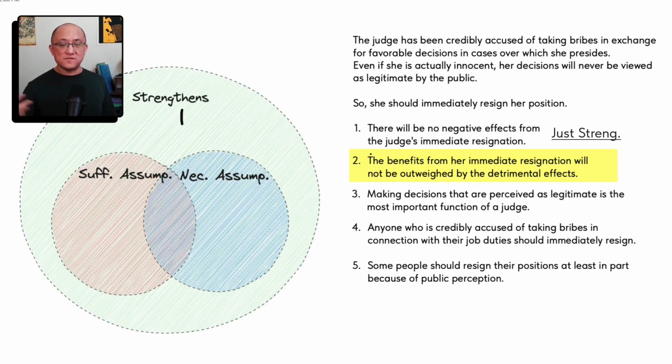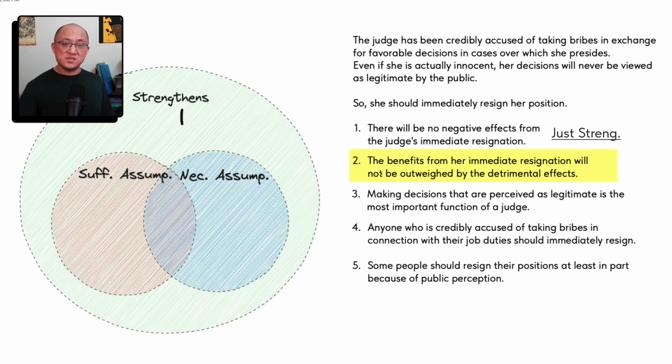All right. So if you were to negate number 2 and say the benefits from her immediate resignation will be outweighed by the detrimental effects, well, if they would be outweighed by the harmful effects, that would actually suggest that she shouldn't resign, even though the public's losing trust in her. Maybe she's too valuable and she shouldn't resign because it's going to be worse if she does. If you negate 2, that would hurt this argument. So that's why number 2 is a necessary assumption.